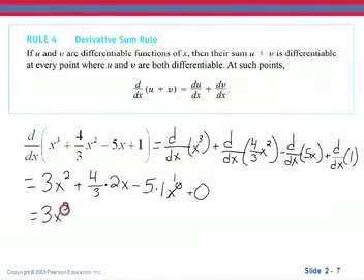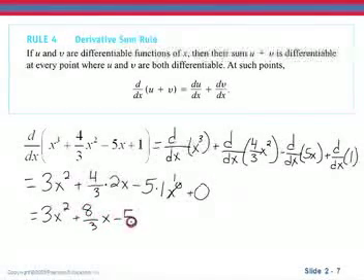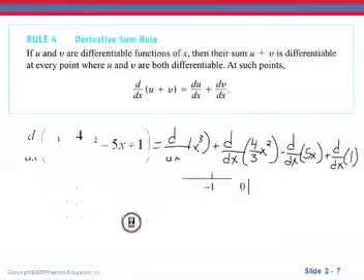So that leaves us with 3x squared. 4/3 times 2 is 8/3, so plus 8/3 x, and 5 times 1 times 1 is 5. So the derivative of x cubed plus 4/3 x squared minus 5x plus 1 is 3x squared plus 8/3 x minus 5.